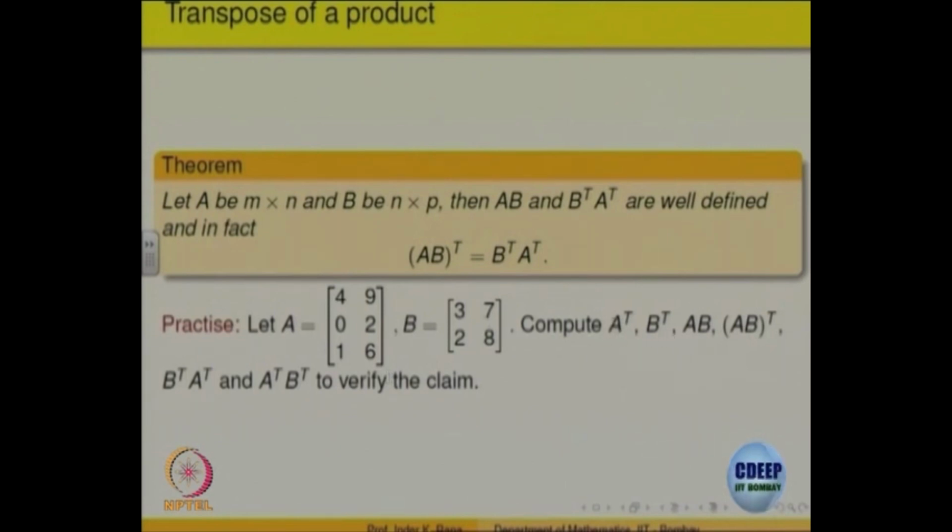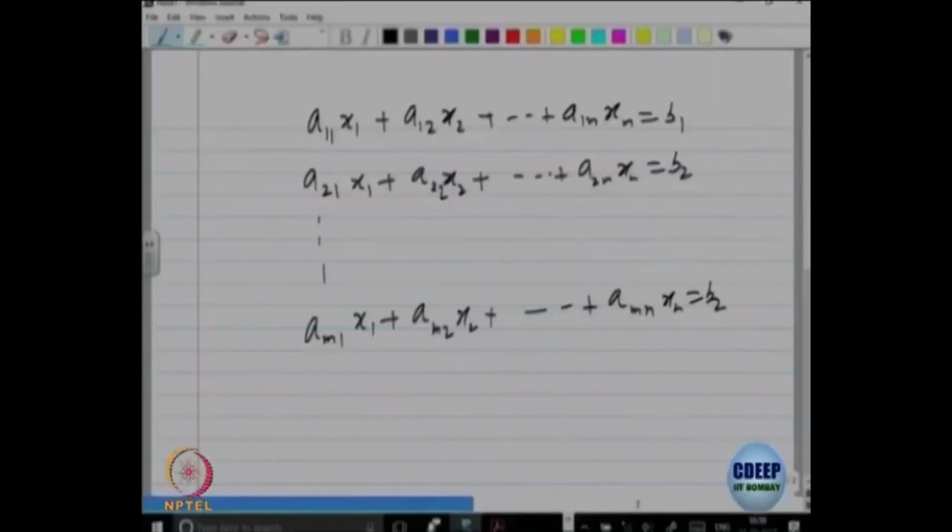So, that means you have to calculate AB, calculate AB transpose, calculate B transpose, calculate A transpose, product of that should come out to be equal. Okay. Right. So, this is a system I have written on it. So, look at the system.